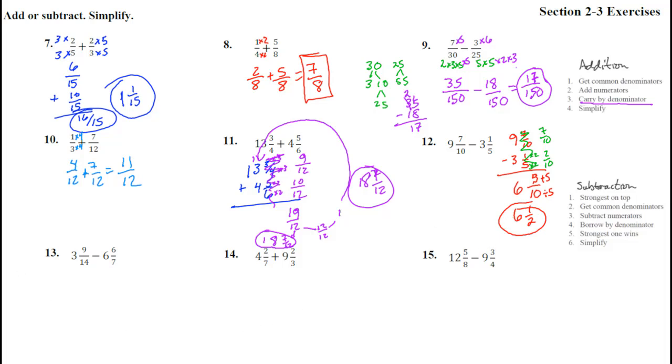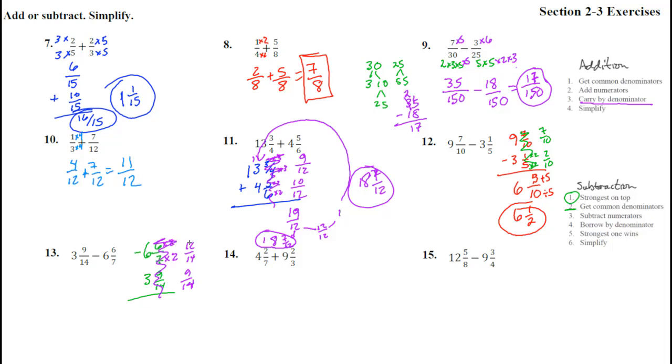Number 13. 3 and 9/14 minus 6 and 6/7. Notice first step here, we got to put the strongest one on top. So negative 6 and 6/7 goes on top, and a 3 and 9/14. Now, next one, we got to get common denominators. Let me see, 14 and 7. Oh, yeah. 7 goes into 14 twice. If we times by 2, we have 12/14. And this guy is still 9/14, but that, changing those denominators, we can kind of forget that.